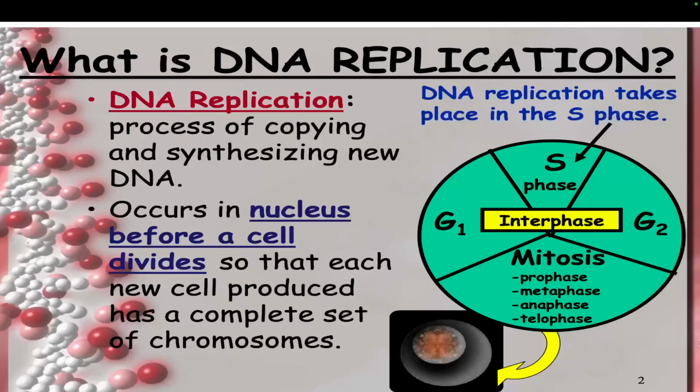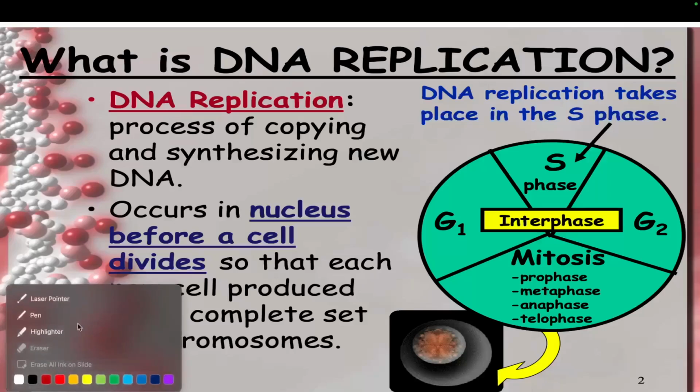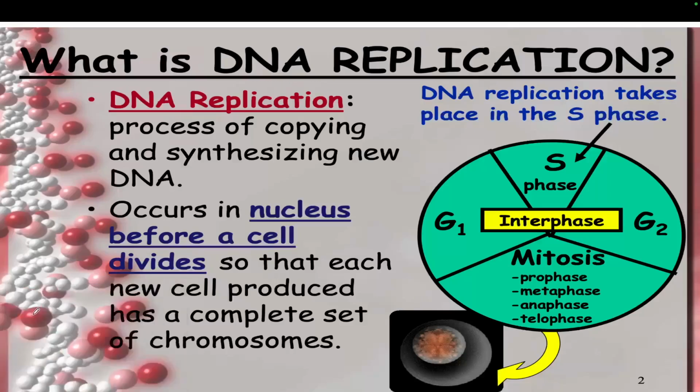So today we will discuss replication. As you know, the DNA replication process is the process of copying and synthesizing new DNA from the parental DNA, right? The aim of DNA replication is to replicate your genetic material and transfer the genetic information from parents to offspring, right?